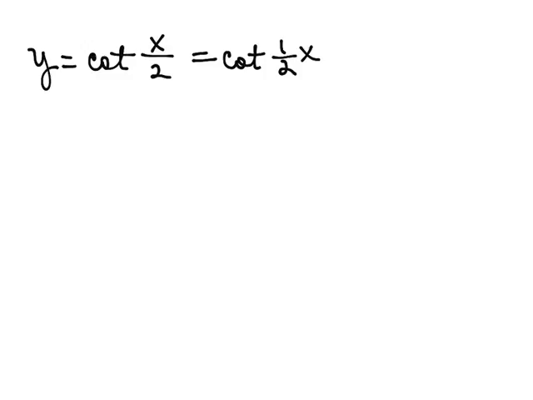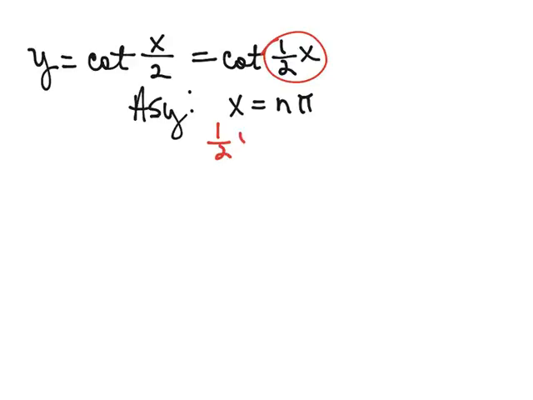The cotangent has asymptotes at x equals n pi. Well, in this particular equation, we don't have an x, we have a 1/2 x. So I'm going to take 1/2 x and set that equal to n pi, and then solve for x by multiplying by 2 on both sides. So x would equal 2n pi.